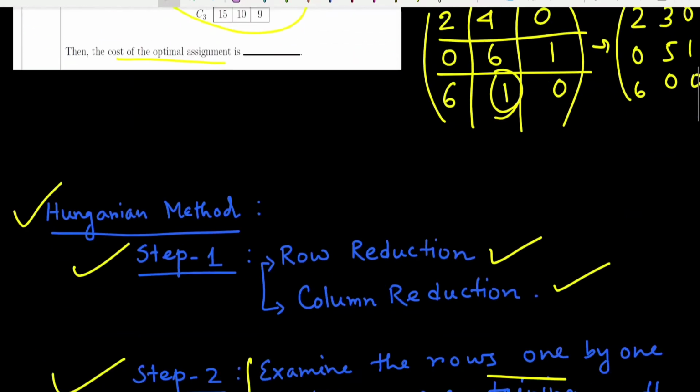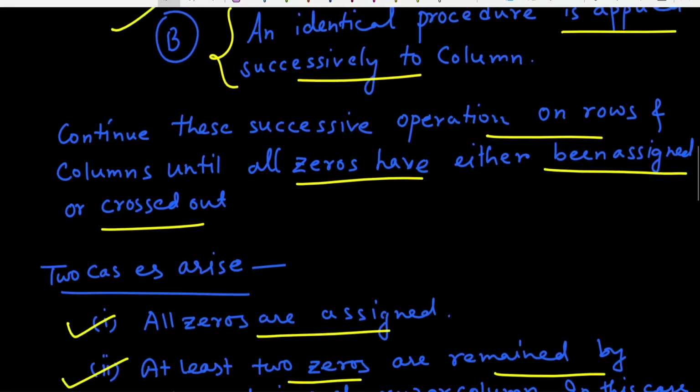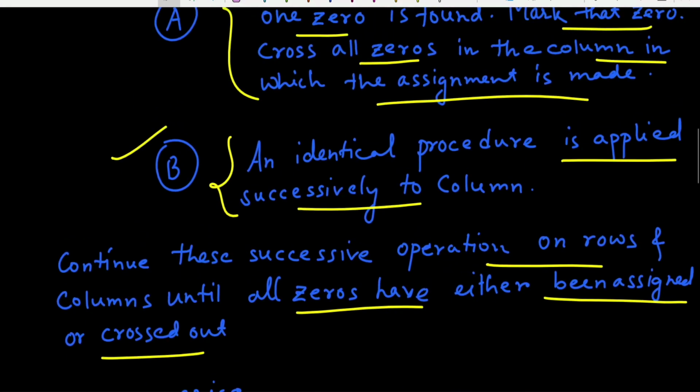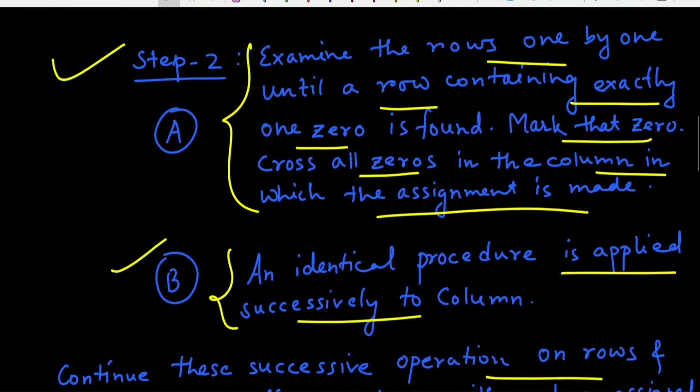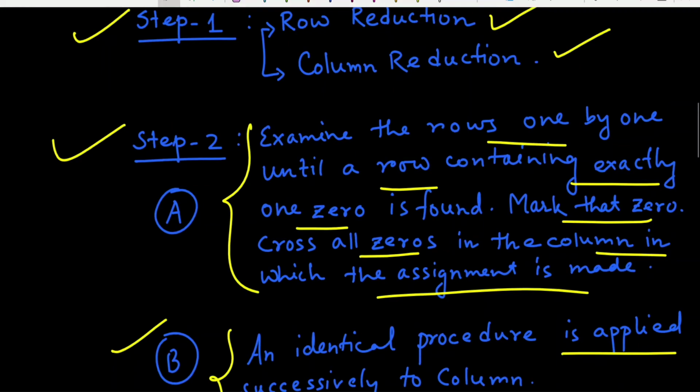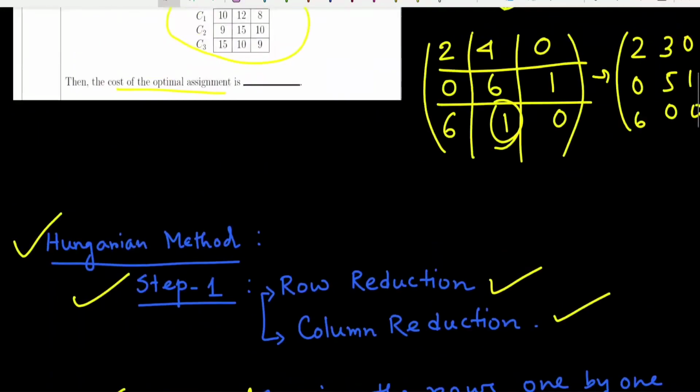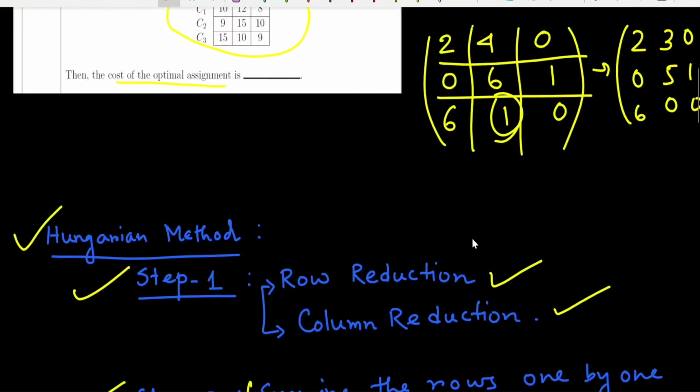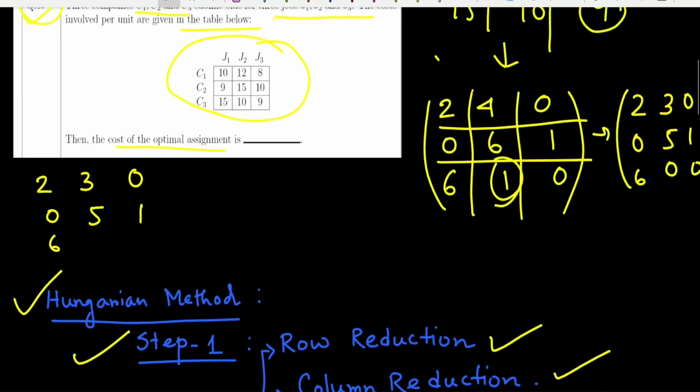So we now apply the next step. We go to step 2: examine the zeros one by one until we find a row containing exactly 1 zero. Now mark that zero. Therefore, I write this matrix here clearly. So the matrix is 2, 3, 0, 0, 5, 1, 6, 6, 0, 0, 6, 0, 0.